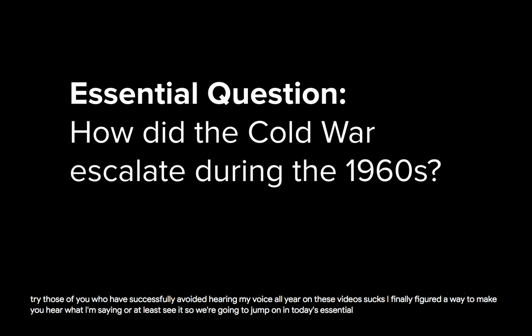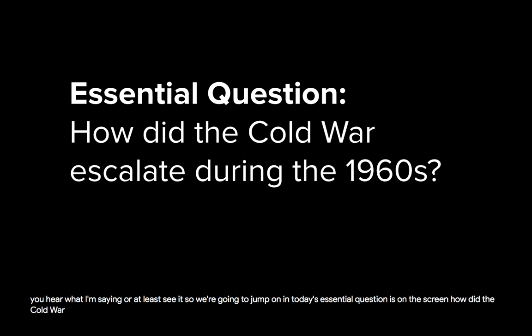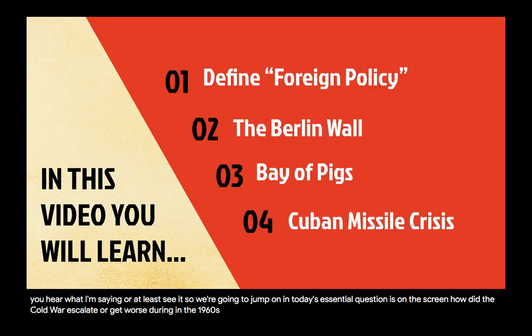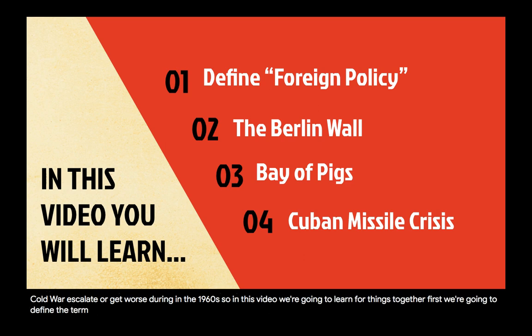Today's essential question is on the screen. How did the Cold War escalate, or get worse, during the 1960s? So in this video, we're going to learn 4 things together. First, we're going to define the term foreign policy. Then we're going to look at some examples during the 60s, including the Berlin Wall, the Bay of Pigs, and my favorite, the Cuban Missile Crisis.